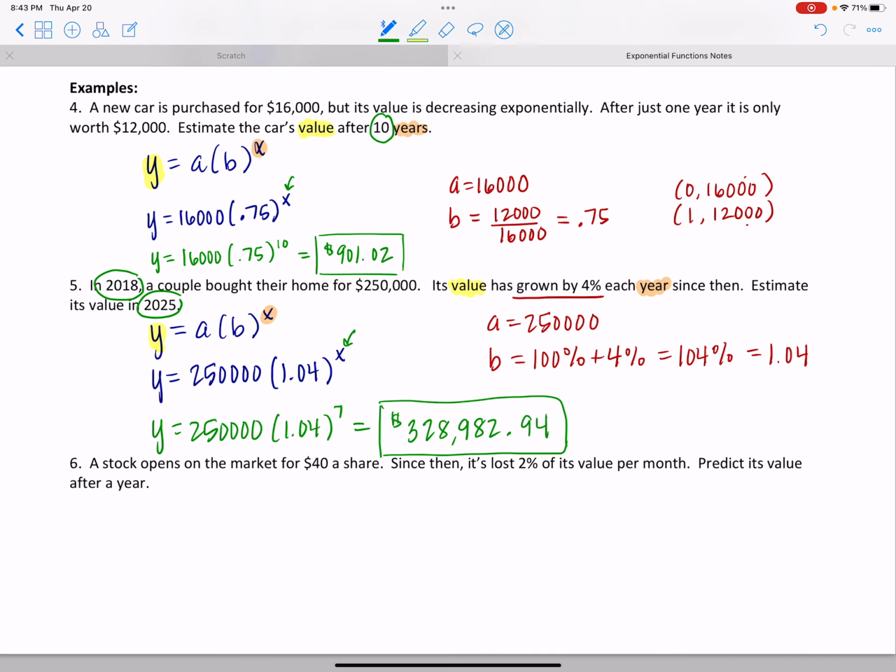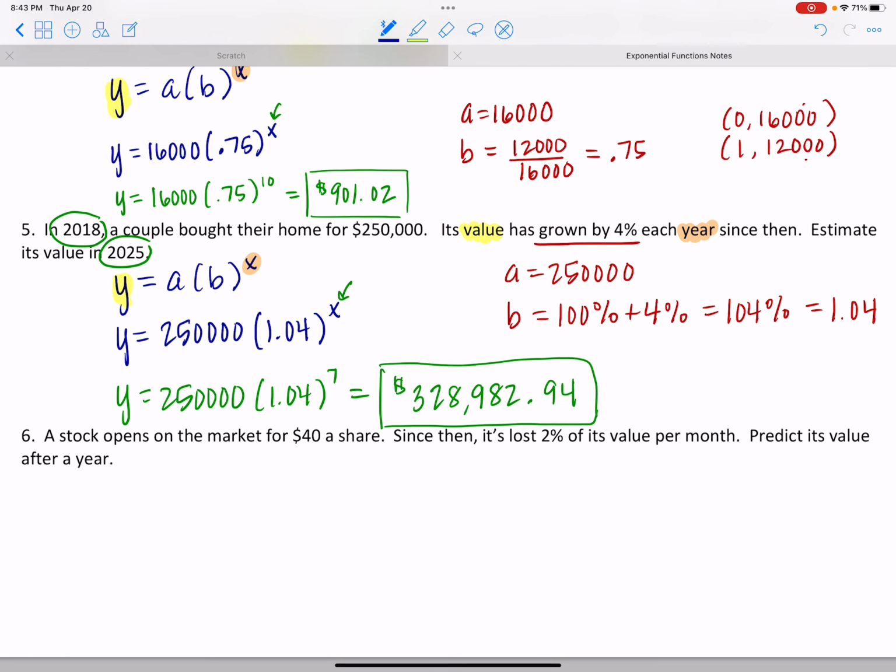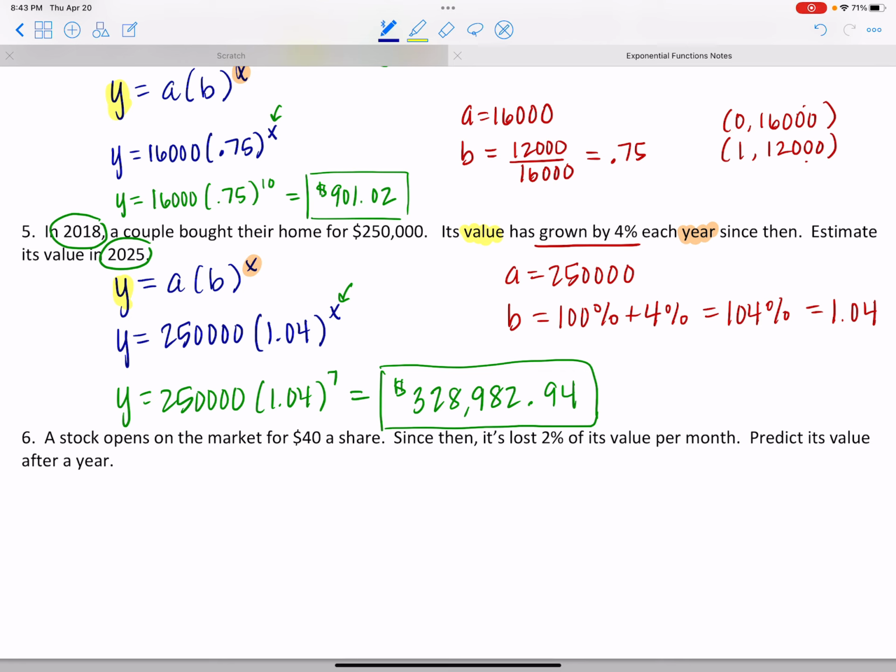I think if you're feeling okay with this, you try this out. Otherwise, let's get this done. So a stock opens up on the market for $40 a share. Since then, it's lost 2% of its value per month. Predict its value after a year. So again, we're trying to write our model. It's y equals a times b to the x power.